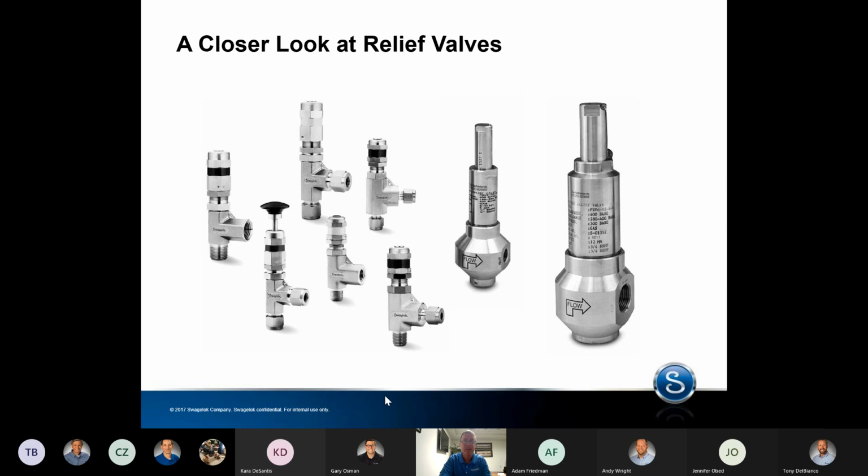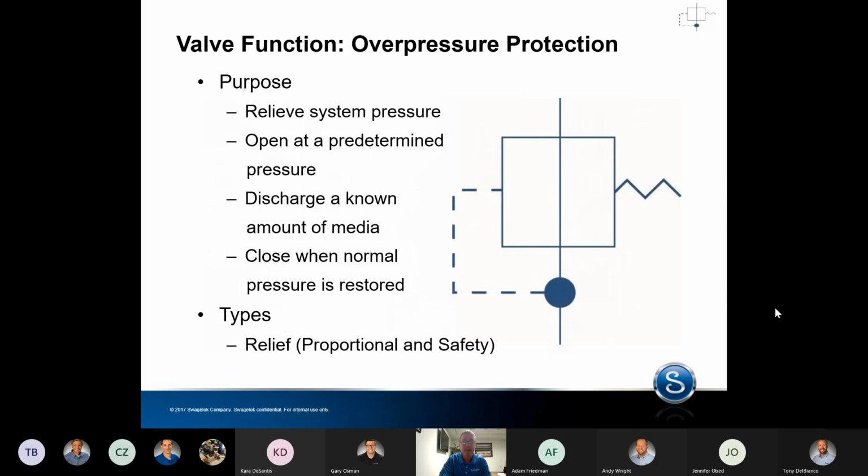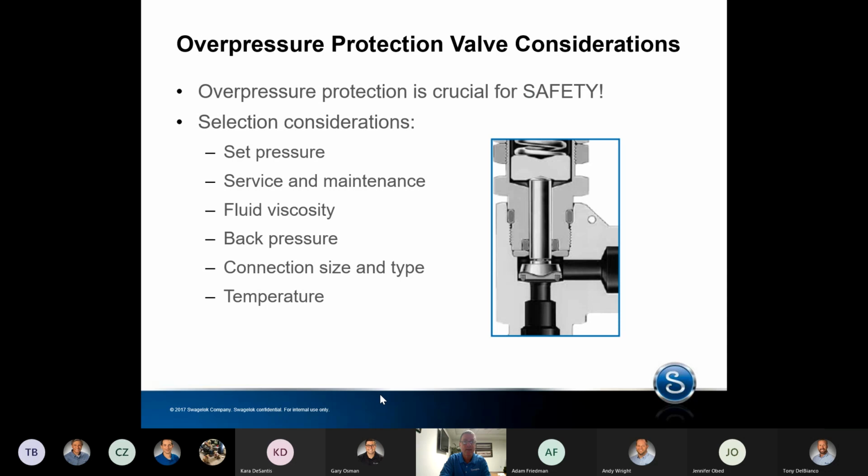Now we'll look at relief valves. Relief valves offer overpressure protection, and this valve is designed to prevent system pressure buildup beyond the preset pressure. There's two types of valves in this category: proportional relief valves and safety relief valves. They act as a last resort and are designed to operate if an overpressure situation occurs. The overpressure protection is crucial for safety. The selection considerations include set pressure, service and maintenance, the fluid viscosity, back pressure, connection size and type, and temperature.